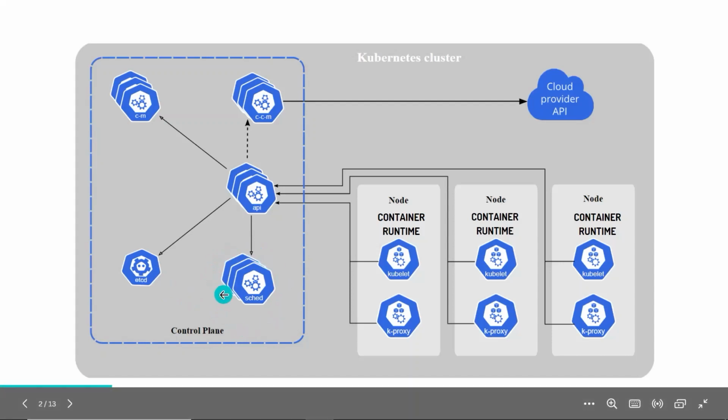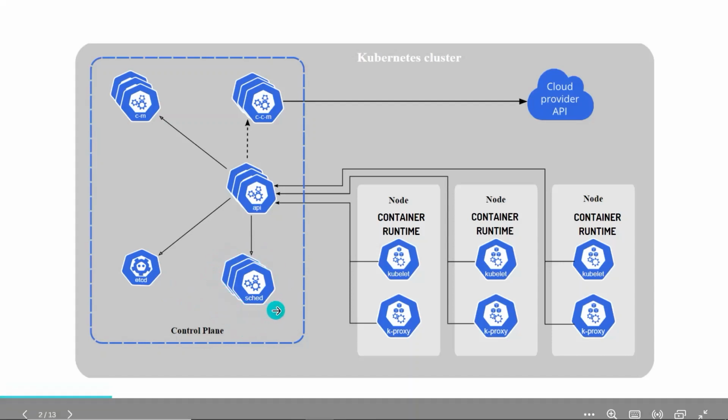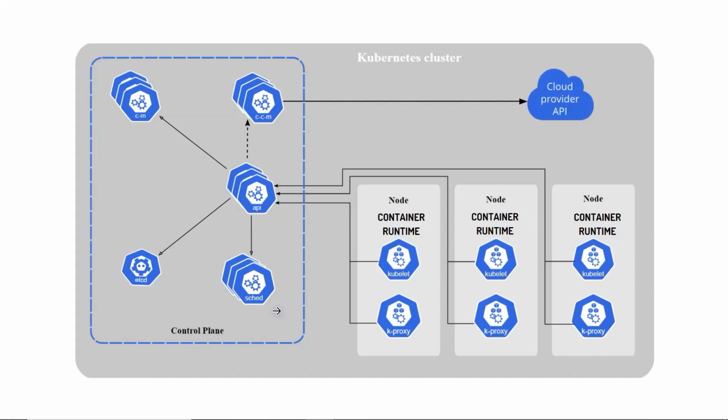And the next component is the scheduler, which will make the decision of which node the pod has to be scheduled on, based on the configuration that we provide. The next component is the controller manager, which is responsible for keeping the Kubernetes cluster in a desired state. And the last control plane component is the cloud controller manager, which acts as a bridge between the Kubernetes cluster and the cloud provider API, which is responsible for provisioning the cloud resources.